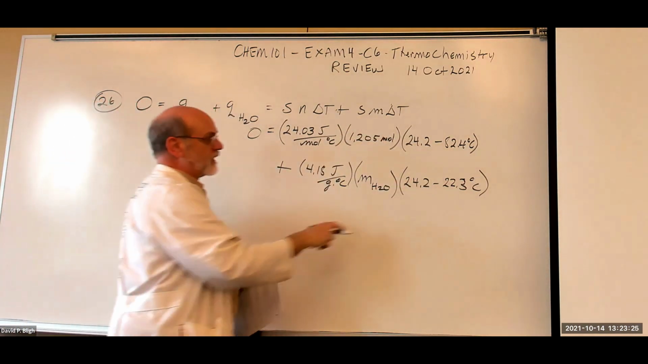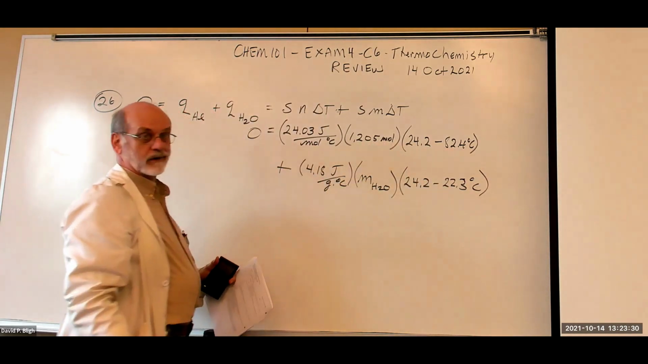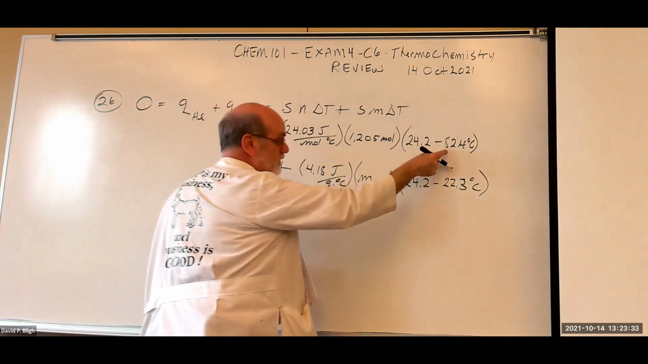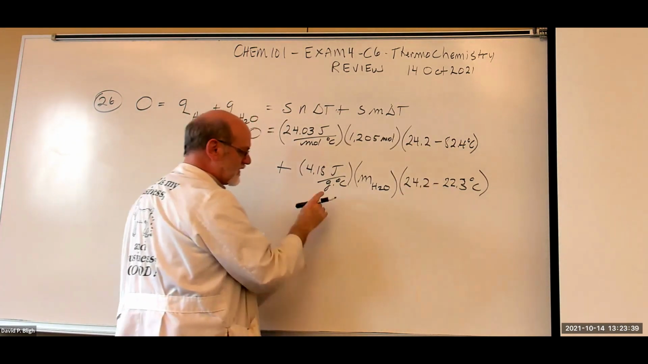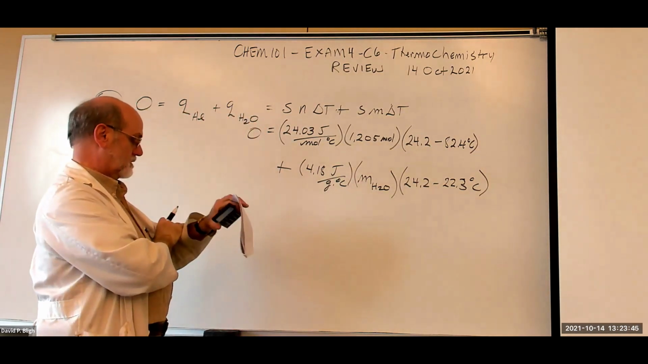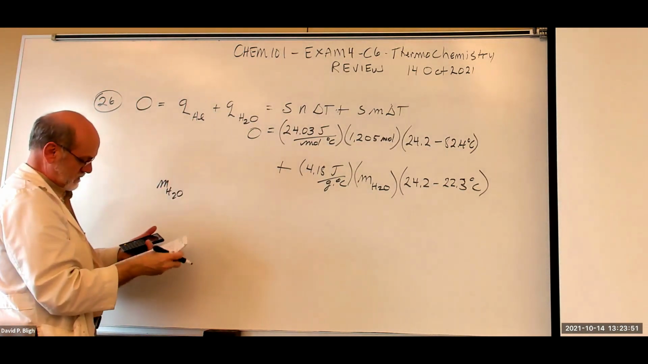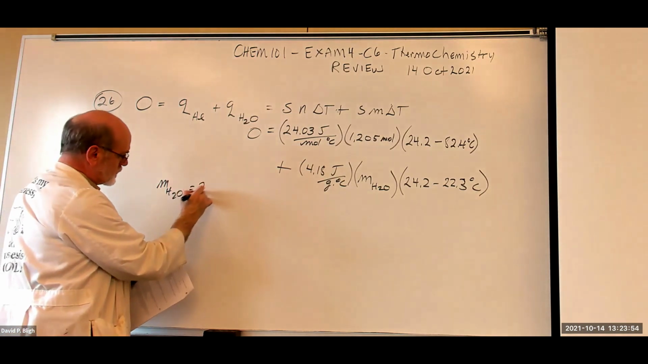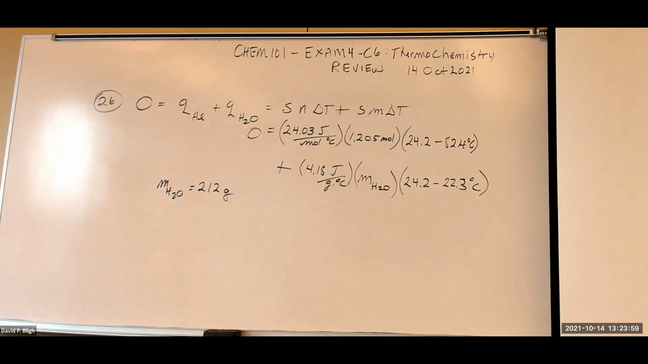So what you have to do is say, what's that difference in temperature, times this, and that'll give you a negative number. Okay? Because this one is bigger than that one. This one will give you a positive number, times that one, times this. So if we solve all that, then the mass of water should be 212 grams. The rest of it is number crunching. Okay. That's how you set it up.